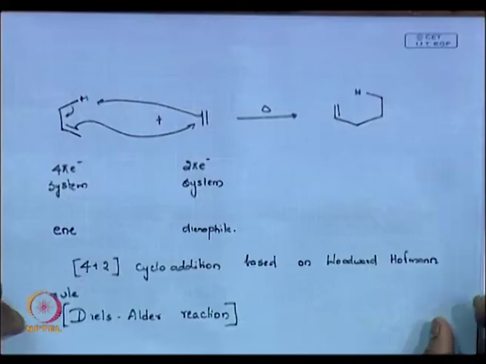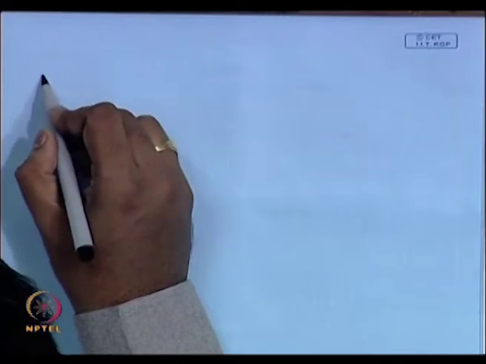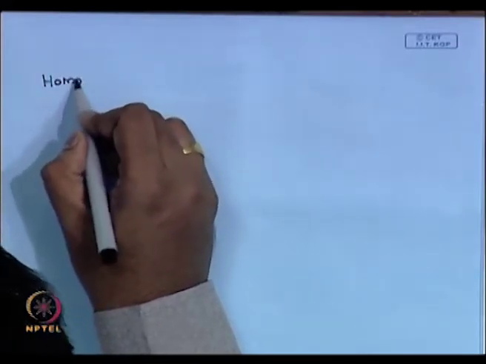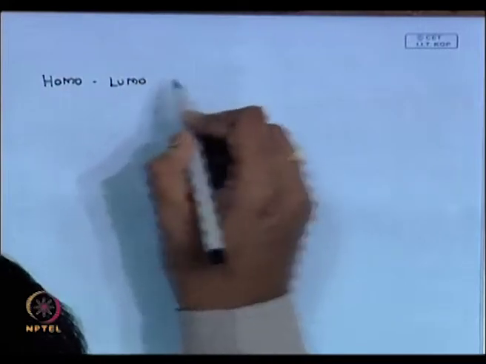Now, we know how this mechanism works: your Ene reaction is nothing but a 4 plus 2 cycloaddition reaction. Now, we will see whether this addition is suprafacially favored or antarafacially favored, whether under thermal activation it is suprafacial, or in photochemical activation how it works. For that, it is better to understand based on your HOMO-LUMO interaction.